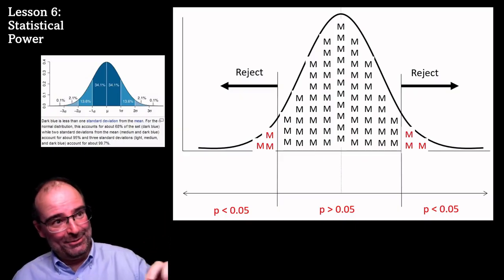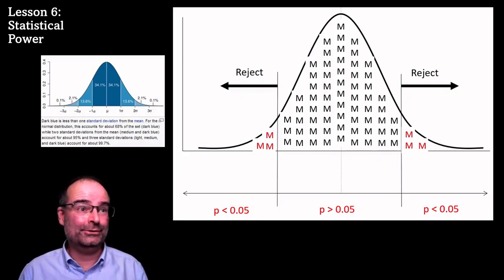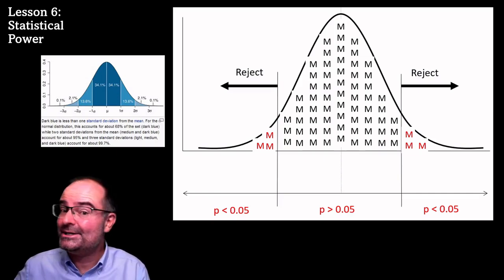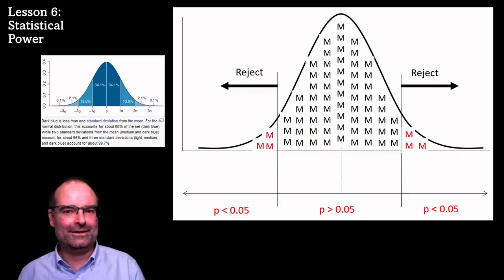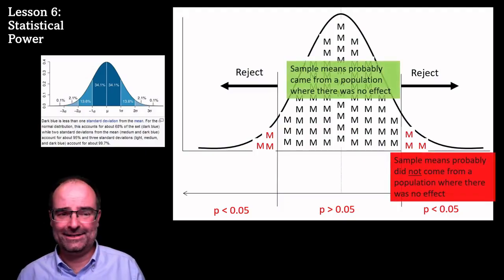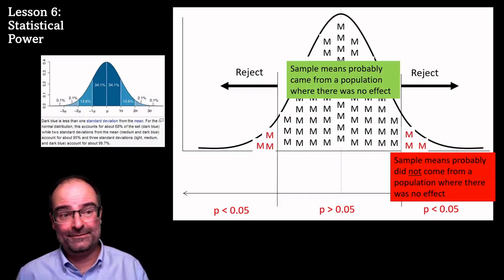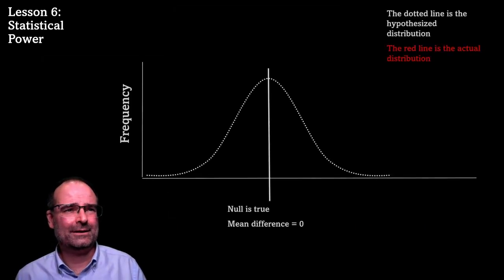And just to put the little sample means in there for you, you can see that if nothing is happening and the null is true, most sample means will be around the population mean and we'll retain the null. But every now and again, we'll get a sample mean by chance alone that is very far away from that population mean. Those are the red ones. And we'll end up rejecting our null hypothesis less than 5% of the time. You can see the inferences drawn there. Sample means probably came from a population where there was no effect. Sample means probably did not come from a population where there was no effect.